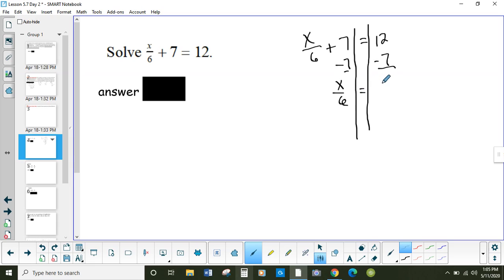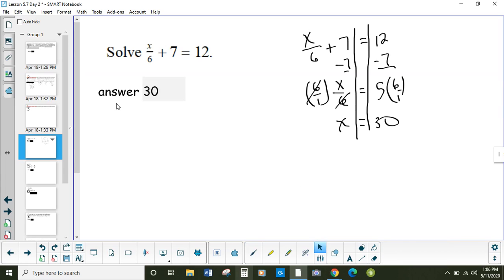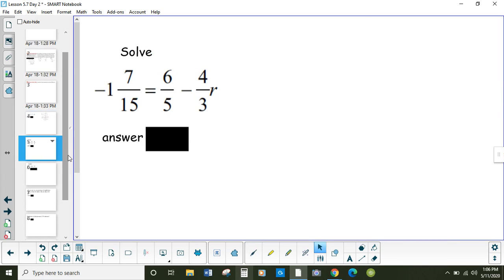12 take away 7 is a difference of 5. And the inverse operation of divide is to multiply. So I multiply by the number on the bottom. That's how I isolate the variable when it's on top of a fraction to get our answer. I want you guys to pause the video and try the next problem.